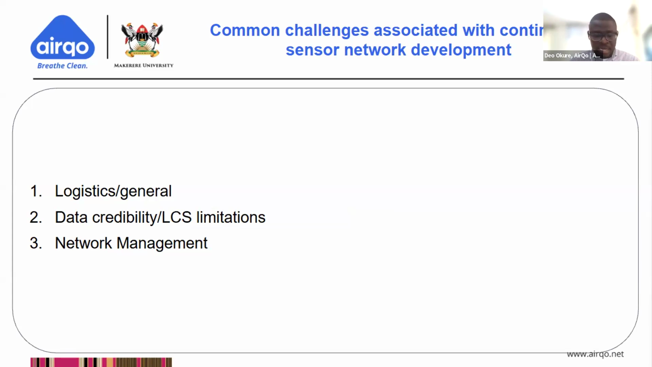Because we know that on the one hand it is just getting the sensor box, but on the other hand it is making that actually work continuously in a way that gives data that could offer the same insights, data of acceptable quality for decision making and for action. If you try to categorize these challenges in three brackets: one is logistical, looking at it more broadly; also data credibility, which could be largely linked to the sensor limitations; and also the network management.